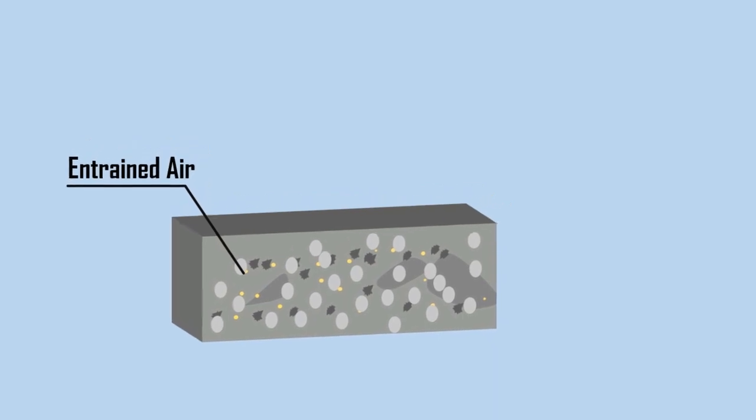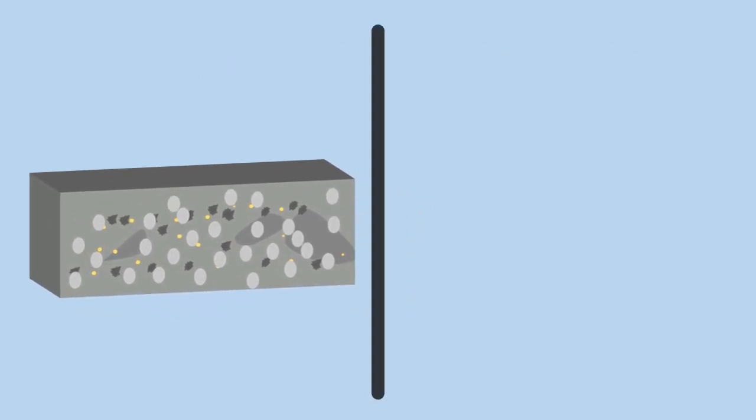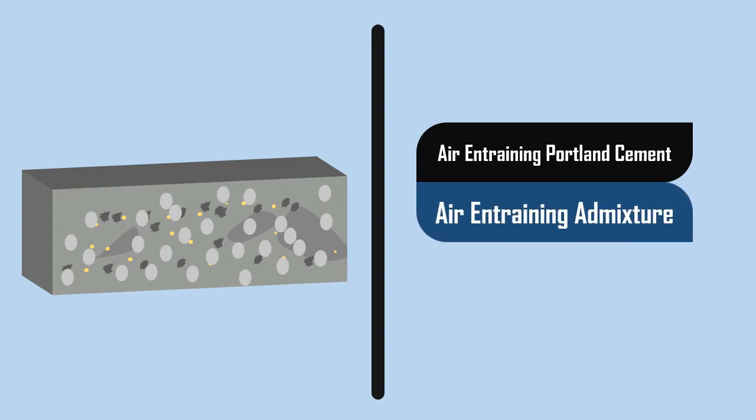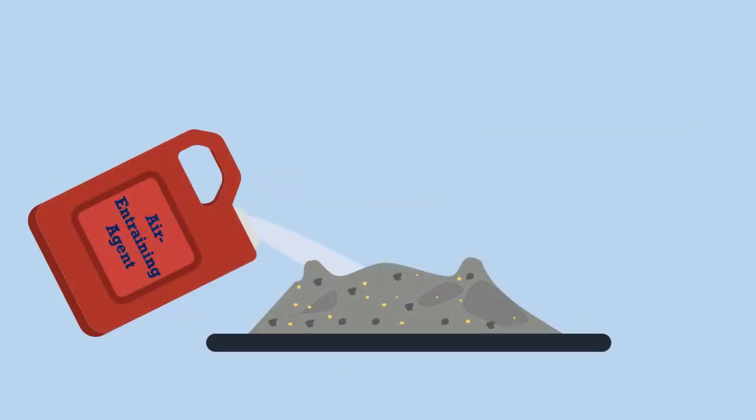The amount of air entrained will range from 3 to 7% of the concrete. This type of concrete is formed by using air entraining Portland cement or air entraining admixture. Most commonly, air entraining admixtures are being used for making air entrained concrete.